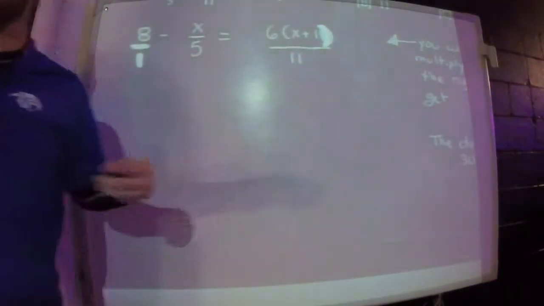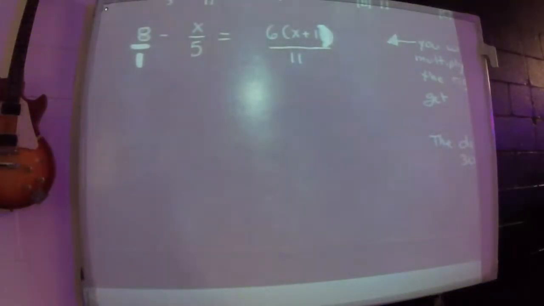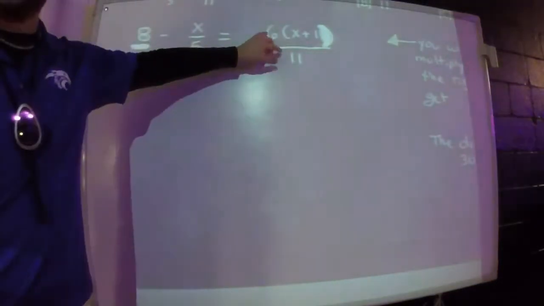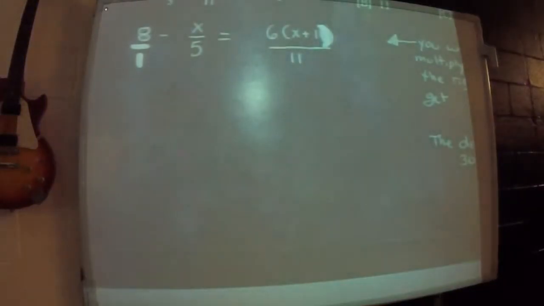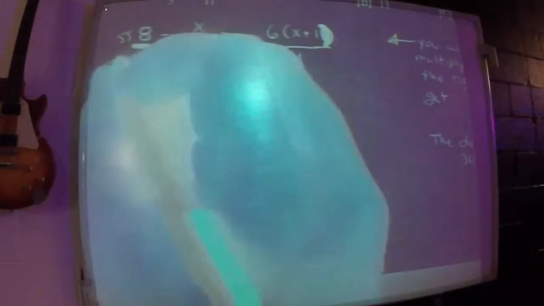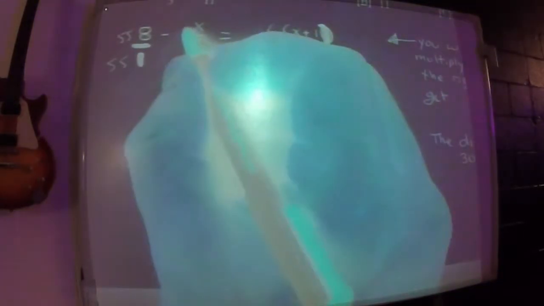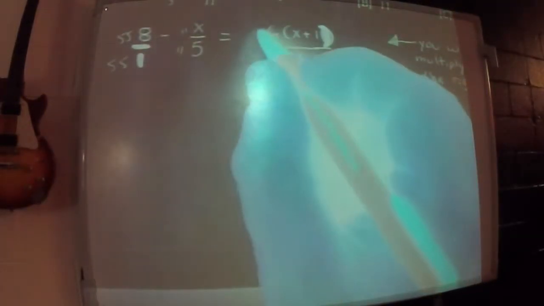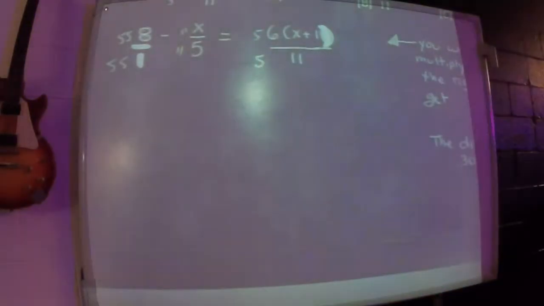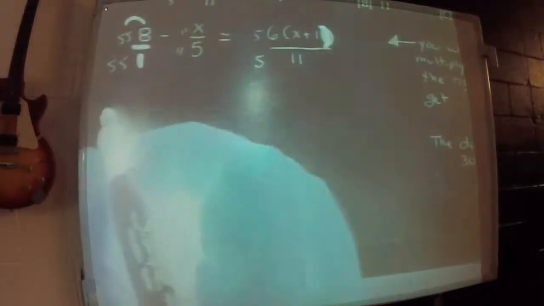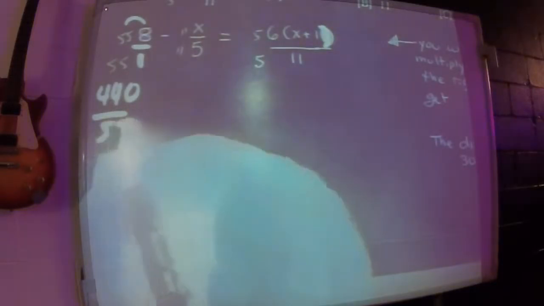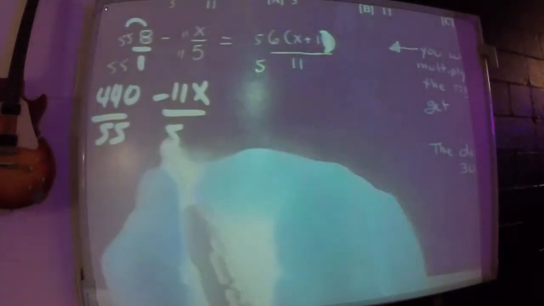1, 5, and 11. What's the best we can do with a 1, 5, and 11? 55 is the best we can do, which means you're going to have to mess with the monster. We'll get there though. Start with what over what? 55 over 55. And then what goes right here? 11 over 11. And then this one, 5 over 5. Alright, so what is 55 times 8? 440. So you got 440 over 55 minus 11x over 55 equals.